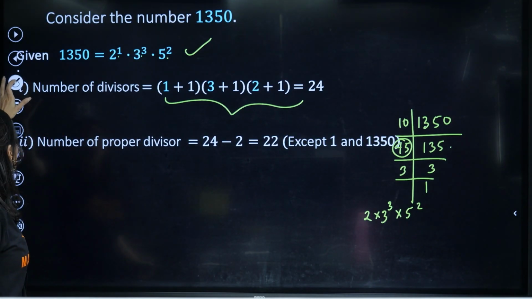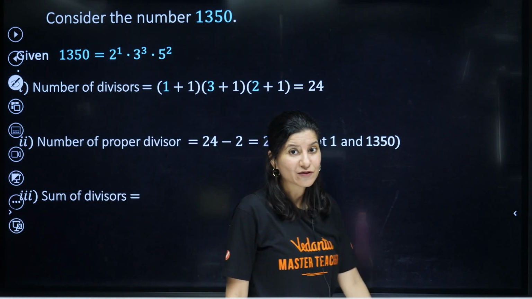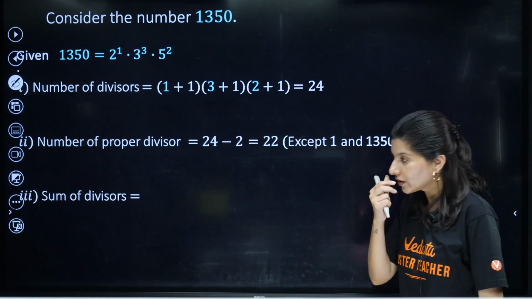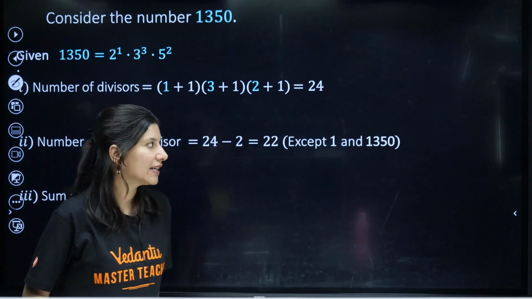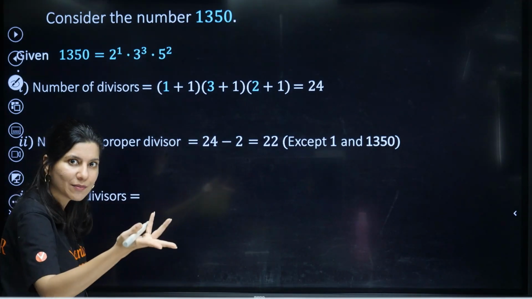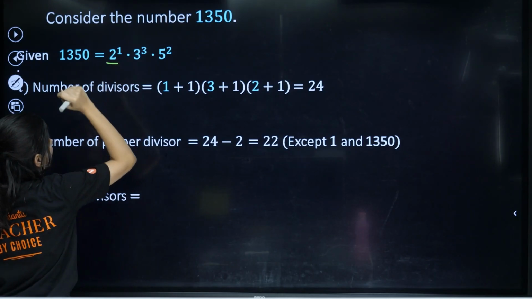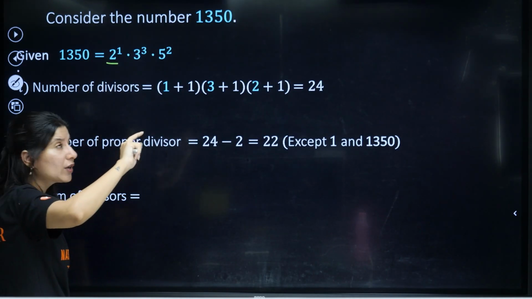Except 1 and 1350. Correct. Sum of divisors. Now you have to be a little bit intuitive over here. Let me first write what the sum will be, and you will be stunned. Ma'am, what did you just do? Sum of divisors, let's see what is happening. Again, the same logic I am going to apply.